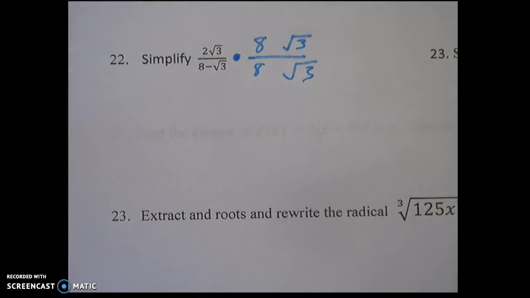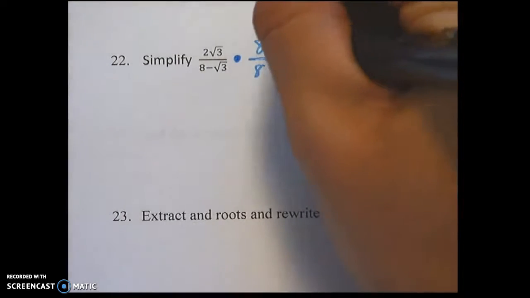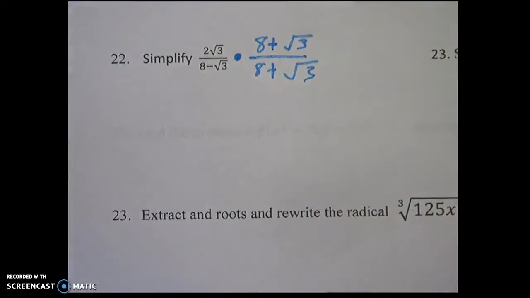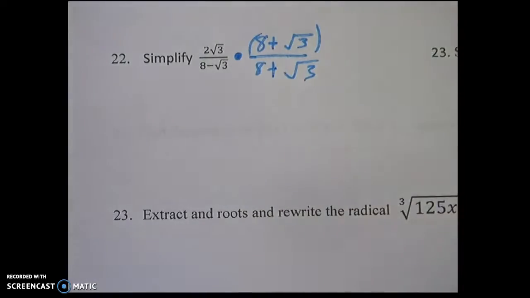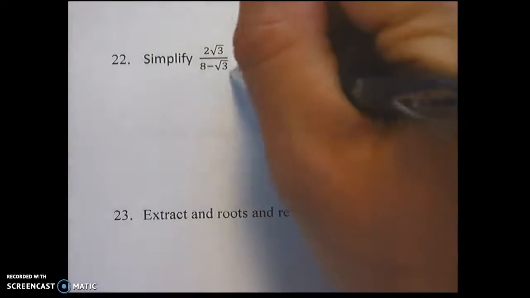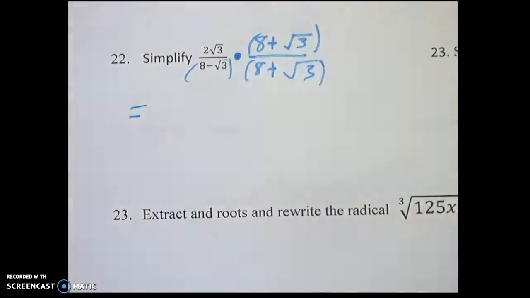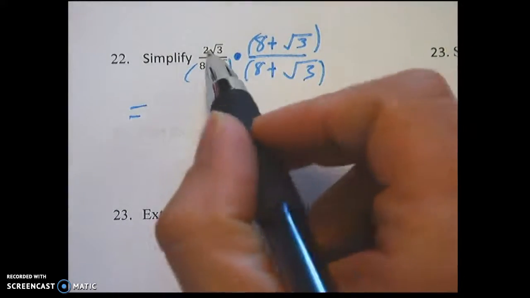So you only change the operation in the middle. If it's a plus, make it a minus. If it's a minus, make it a plus. That's what I'm going to do. I'm going to do 8 plus root 3, 8 plus root 3. So on the top there, we're going to have to distribute 2 root 3 to both terms. So that's going to be 2 root 3 times 8.